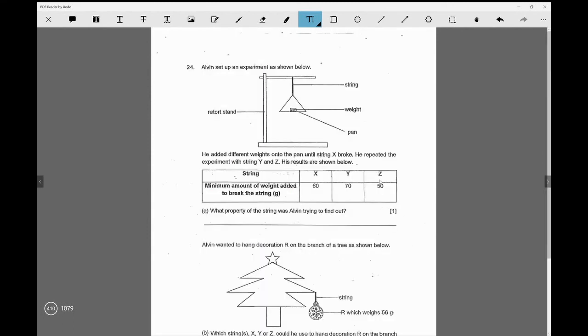Okay, next page. So basically what he's testing here is he's testing the strength. How do I know that? Because he's finding out which one breaks more easily. This one you only put 50 gram and then it breaks already. It breaks first. When it breaks first, that means among the 3 it is the weakest, whereas this one, 70 gram, breaks last, or you can say it breaks with the most amount of weight. So that means it is the strongest. So they're asking you what property is it testing, right? So as I was telling you, it's testing the strength.